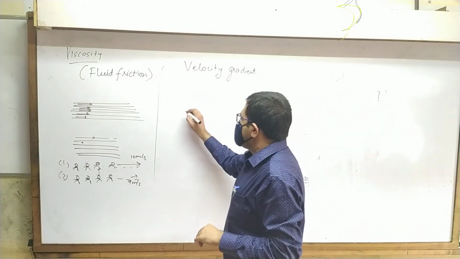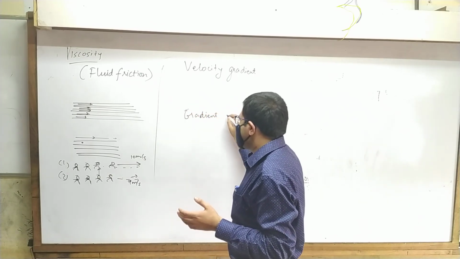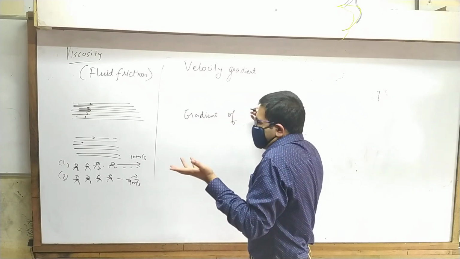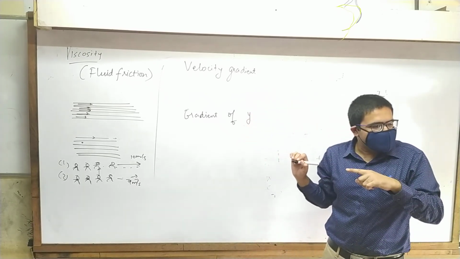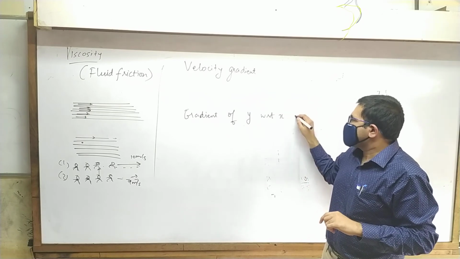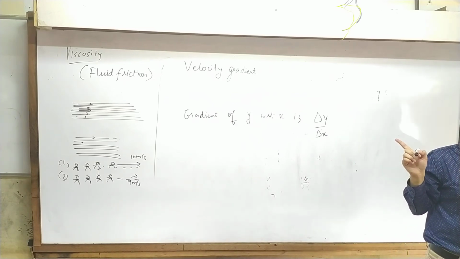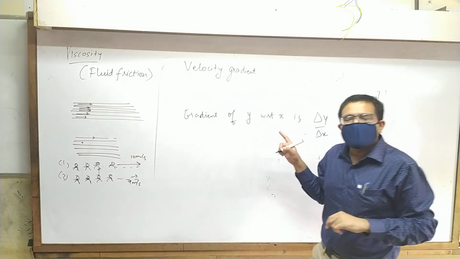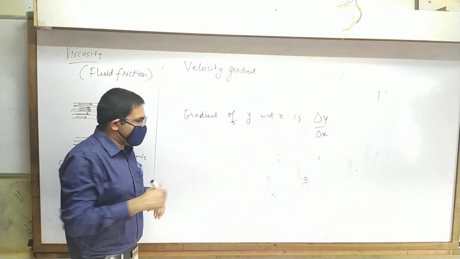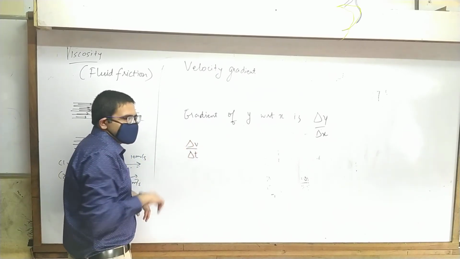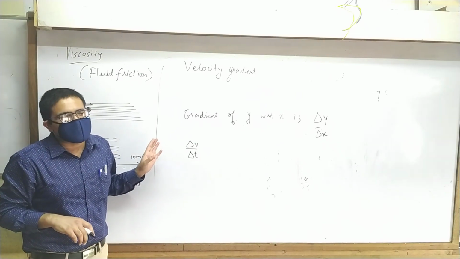The proper definition of a gradient is as follows. Not just velocity gradient, any kind of gradient. By definition, the gradient of some quantity, let's say y, with respect to x, is nothing but delta y by delta x. Now generally gradient is not taken with time. For example, delta v by delta t, should we call it velocity gradient? No, it's an average acceleration. It's not called velocity gradient.